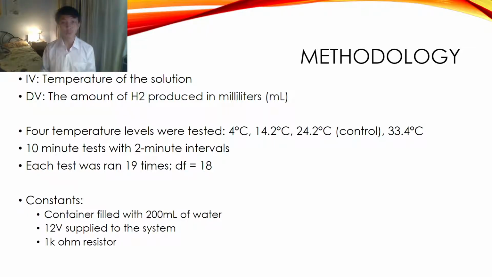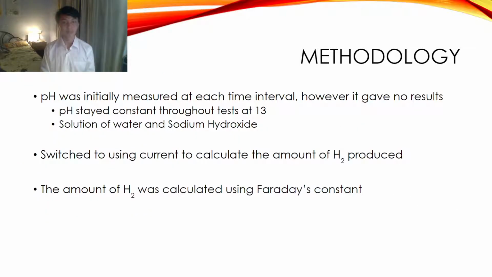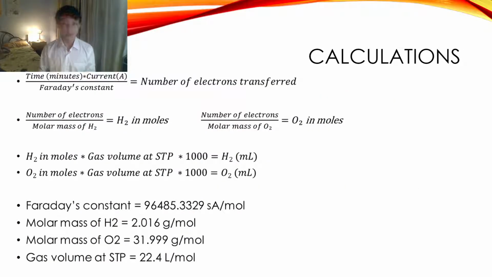There are four temperature levels that were tested as shown, and the room temperature, which is 24.2 degrees Celsius, was used as the control. Each test was 10 minutes with 2-minute intervals in between, and 12 volts was supplied to the system. pH was initially measured, however, it gave no results. Therefore, current was used along with the amount of time that elapsed in order to calculate the amount of hydrogen that was produced. Using these calculations, the amount of hydrogen and oxygen in milliliters could be calculated.